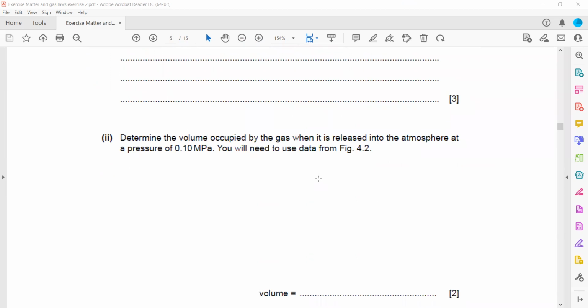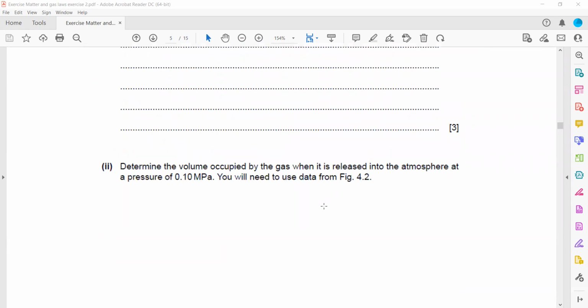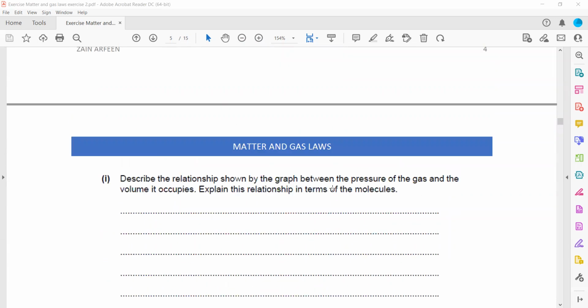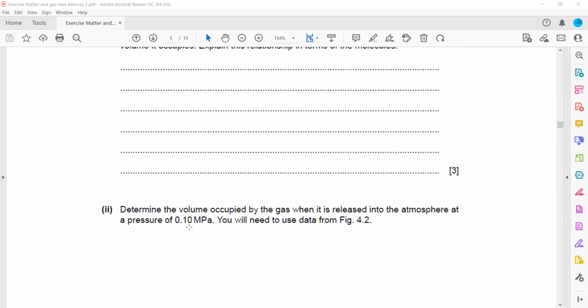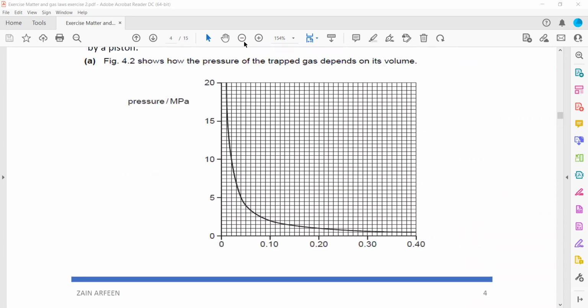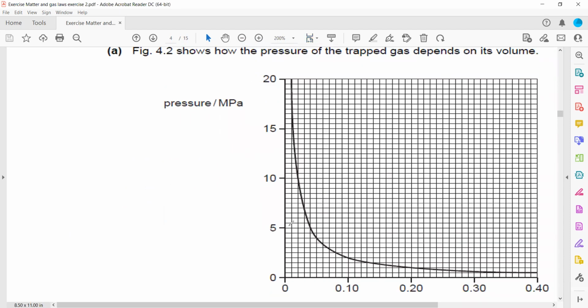Determine the volume occupied by the gas when it is released into the atmosphere where the pressure is 0.1 megapascal. You will need to use the data. In this question, we want to find the volume when the pressure is 0.1 megapascal. But from this graph, it is difficult to find the pressure of 0.1 megapascal because 10 boxes equal 5, so each box is 0.5. So 0.1 is difficult, we cannot draw a line from 0.1.